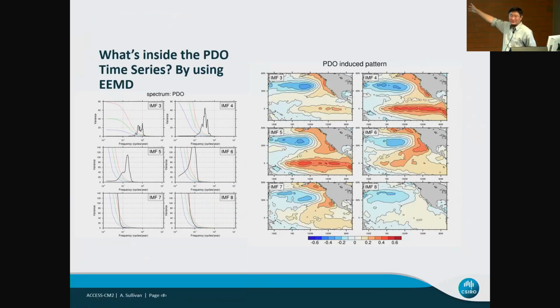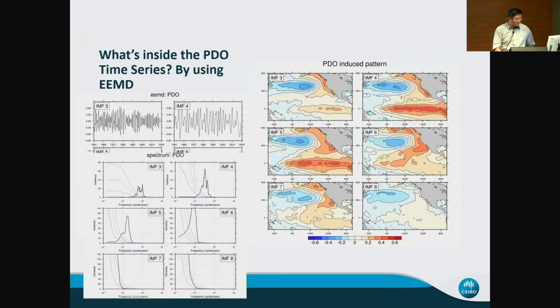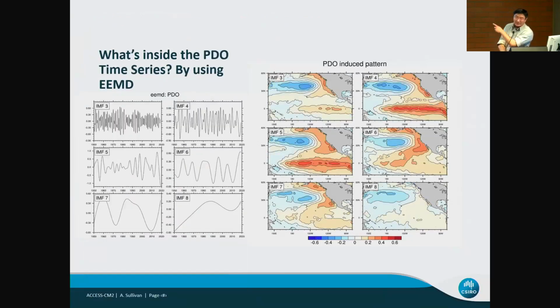So when you use this index to do the correlation or regression to tell me the teleconnection of whatever, which time band are you talking about, the interannual, decadal, or whatever? That's why I say sometimes you have to separate the signal and tell me which time band you are using. You just regress the time series, the IMF, back to the SST.